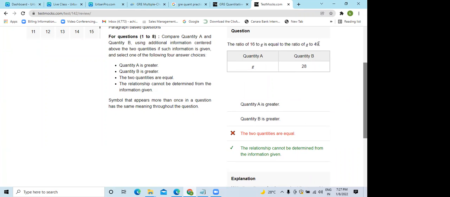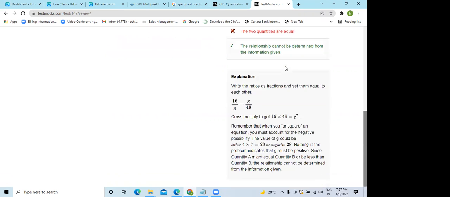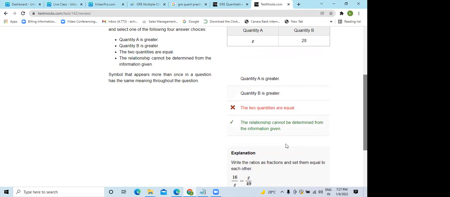But if I add a sentence here that G is positive, then the answer is different. Or if you put an absolute value around G. Ah, yes. Excellent. Got it? See how they could trick you. The same question could be repeated, but the answer is not the same if they make a very small variation in the way they ask you the question. You must be very, very strong in the fundamentals. Quantity A must be equal to quantity B or less than quantity B. The relationship cannot be determined from the information given. Hence, the answer is that the relationship cannot be determined from the information given to us. Okay, Vedant.